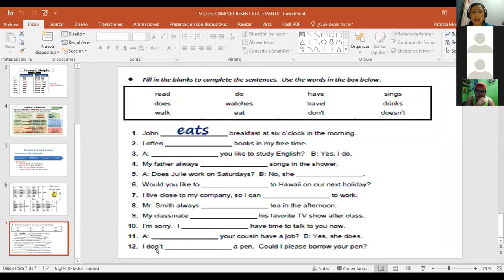And I sent the rules to the WhatsApp group, and now you have to complete these 11 sentences exercise, and you need to match the verb. For example, read, does, walk, do, watches, eat, have, travel, don't, thinks, drinks, doesn't. So that was the challenge, to find the right verb for each sentence, and the way it is written. Okay, people are coming back, so I would like to have 12 volunteers in order to solve this exercise. Necesito 12 voluntarios.